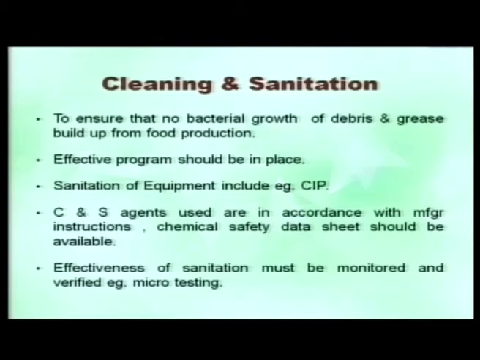In certain situations, we find that it is difficult to take out the equipment. So, we use a system called clean in place. That means the equipment will be cleaned where it is by defining a clean in place system which can be 5-stage or 3-stage cleaning with water, with detergent, with sanitizer, etc. So, they have to be followed. The cleaning and sanitation agents have to be properly identified, and manufacturing instructions and chemical safety data sheets should be maintained. And effectiveness of the sanitation should be appropriately monitored.